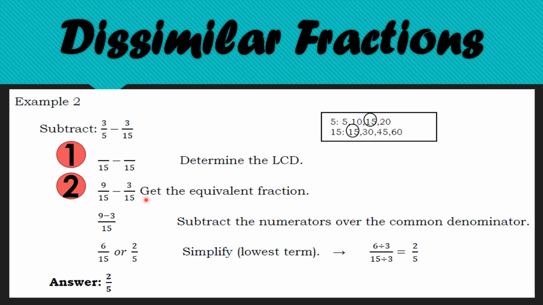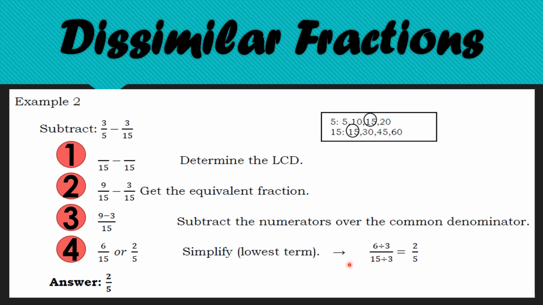to the numerator. 15 divided by 5 is equal to 3 times 3 is equal to 9. 15 divided by 15 is equal to 1 times 3 is equal to 3. Step 3, subtract the numerators over the common denominator. 9 minus 3 is equal to 6. Copy the denominator 15. Step 4, simplify your answer.